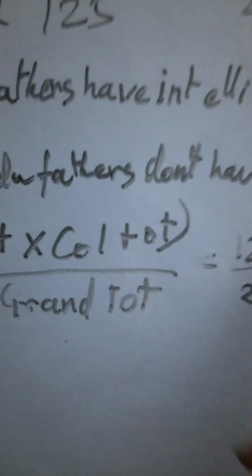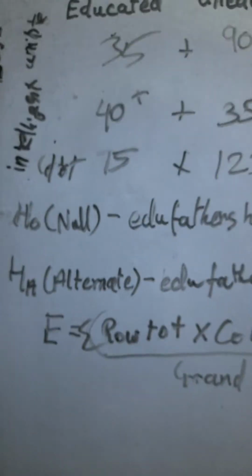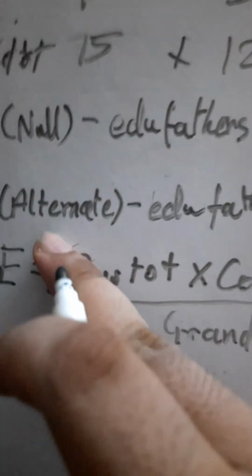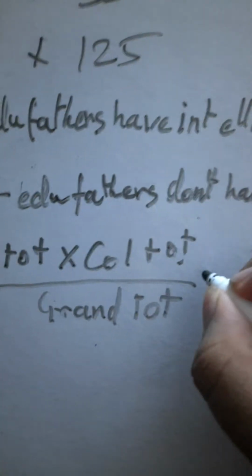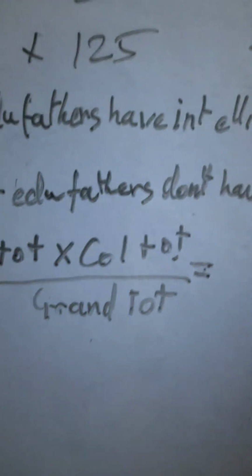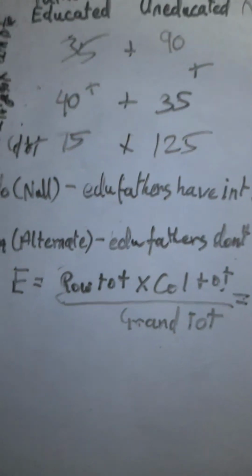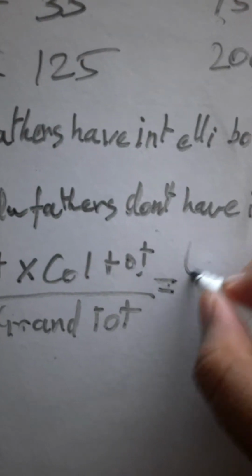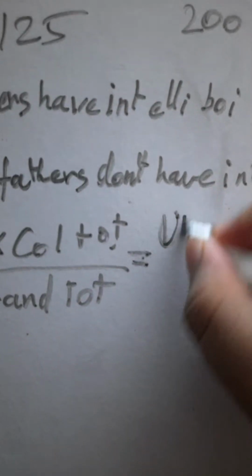So expected frequency, we have to find it for each cell separately. Let's first find unintelligent son, educated father. I would call that UE.